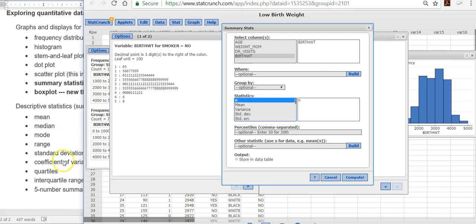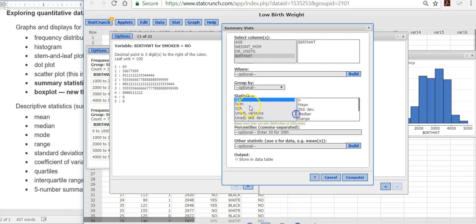So I'm looking at my list of descriptive statistics over here. I want the N, which is just the number in that group, and I want the mean. I don't want the variance. I do want the standard deviation. I want the median, the range, the min, the max, the Q1, the Q3. That will give me the whole 5-number summary.